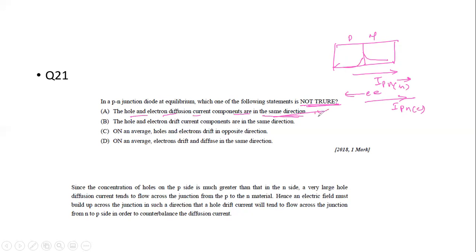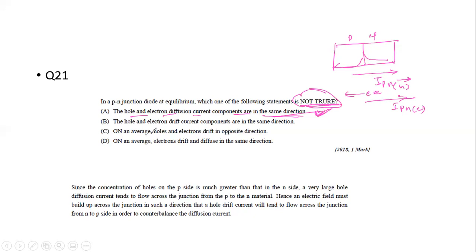This is the right option. This is true, and the question asks for the one that is not true. Next, the hole and electron drift current components are in the same direction. So electrons drift in this direction and holes drift in this region. So this is also true.